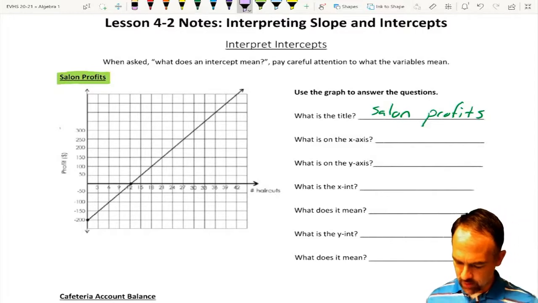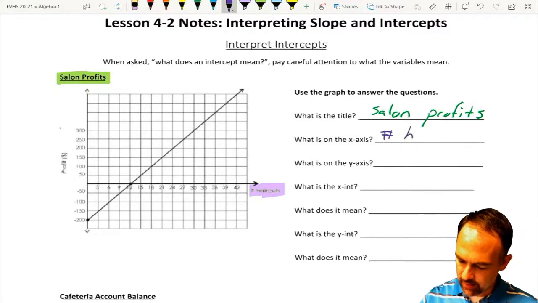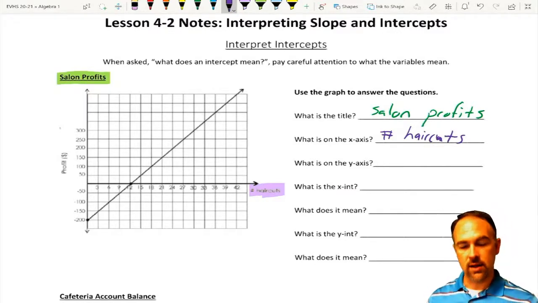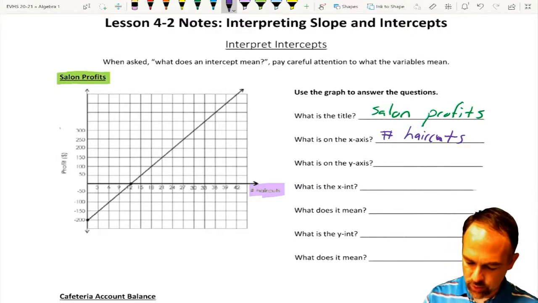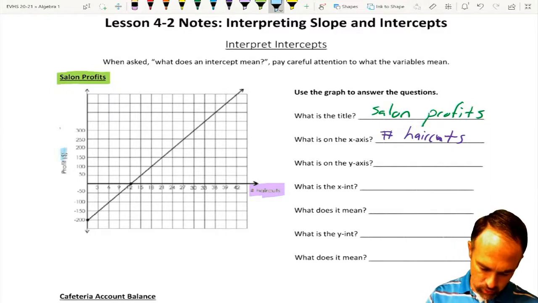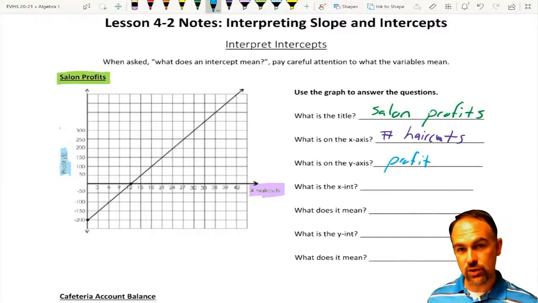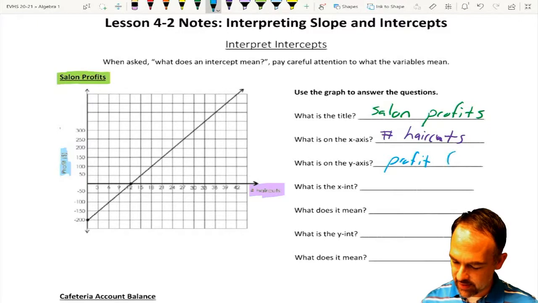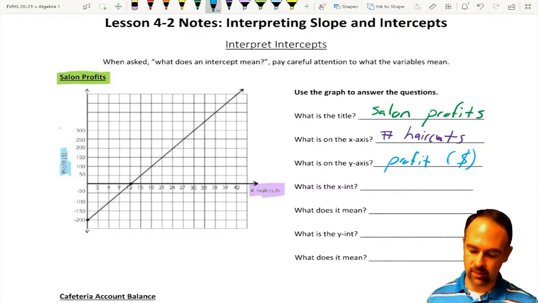Okay, what is on the x-axis? In this case, I've got to look at the axis label. I can see that my x-axis is talking about number of haircuts. So sure enough, this person working at the salon is giving haircuts, and we can see how many haircuts they've given across the x-axis as I go horizontally. All right, next question. What is on the y-axis? Well, my y-axis looks like I have profit. And if it ever gives me units, I want to make sure I pay attention to that. So this profit is in dollars. It's very important because, again, context is important. We want to know we're talking about dollars and not cents.